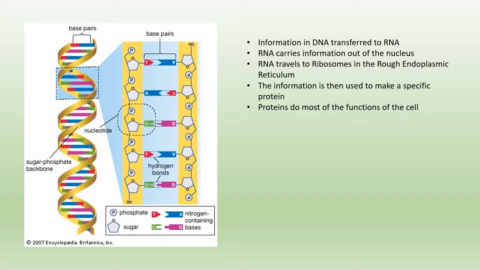Our nucleotides or bases are adenine, cytosine, guanine, and thymine. We have these four different types of nucleotides, and the order of these nucleotides is the genetic code. You can think of them like letters.